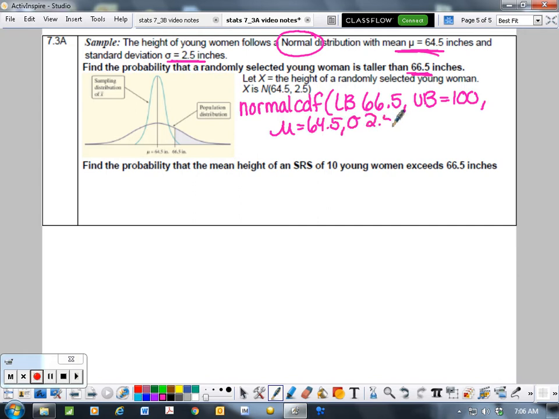Why did I not change that standard deviation? Because this is not the probability of a sample. This is not part of the sampling distribution. This is just part of the population distribution. So 66.5, 100, 64.5, and 2.5, which gives us a probability of 0.21185. So I round that.